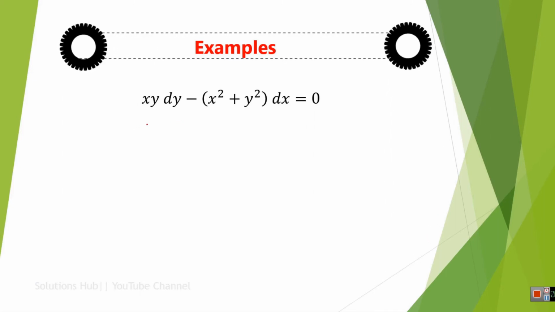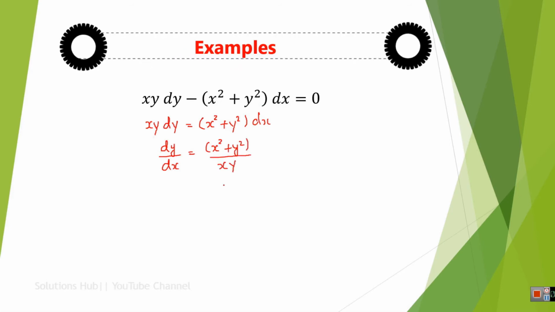We can write this equation in this form: xy dy equals, this minus sign will become positive after moving to the right, so I move this term to the right hand side, x square plus y square and dx. After moving dx to the left hand side and the product of x and y to the right hand side, we get dy over dx equals x square plus y square divided by xy. You can see we have differential quotients on one side and functions of x and y on the other side.